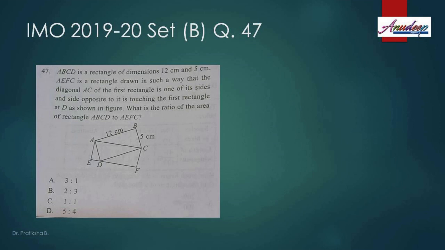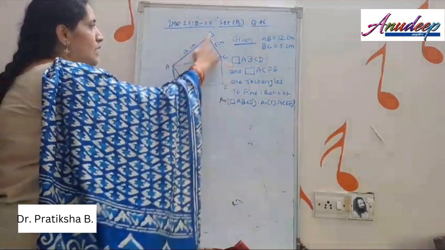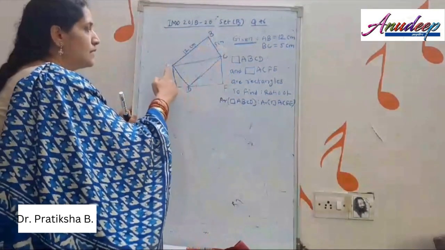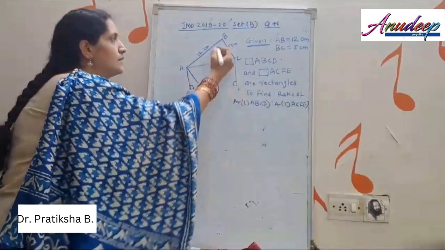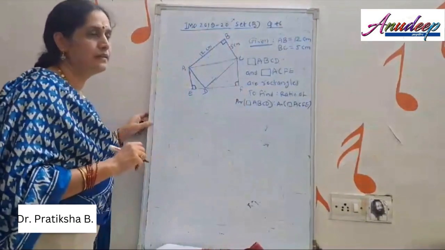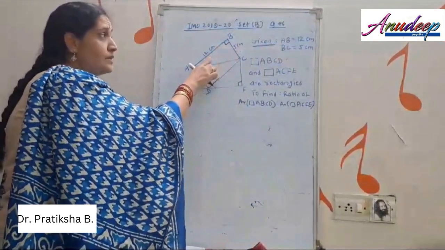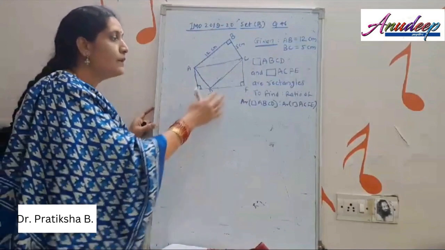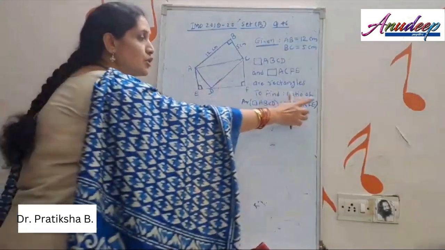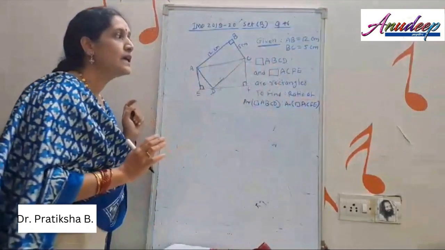Let us see how to simplify this problem. We have been given the rectangle ABCD and the second rectangle is ACFE. All the angles in the rectangle are 90 degrees. We have been given the length of AB as 12 centimeter and the length of BC as 5 centimeter. We have been asked to find out the ratio of the area of these two, ABCD and ACEF.